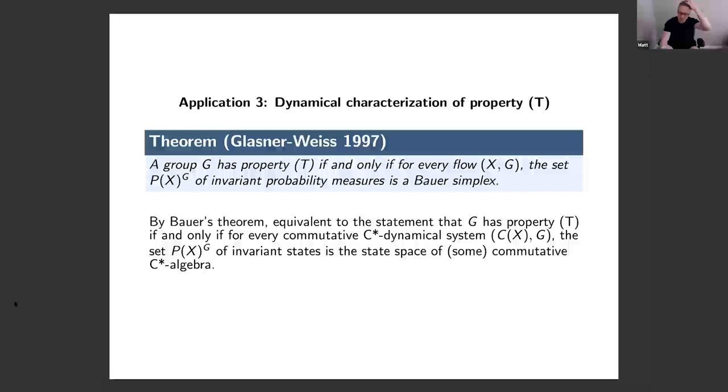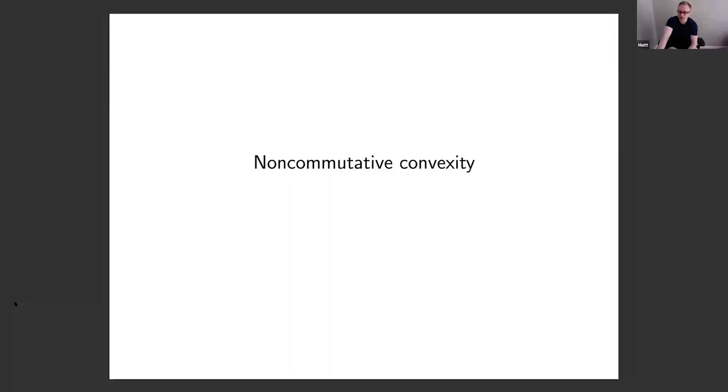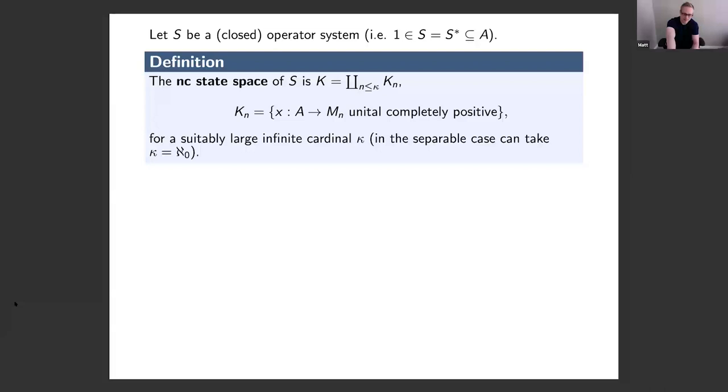And what I want to talk about today is how these three applications that I just mentioned can be generalized to the non-commutative setting, meaning to non-commutative C-star algebras and non-commutative dynamics. And in order to do that, I need to briefly review the theory of non-commutative convexity. So this is an idea that Ken Davidson and I introduced in a paper last year, inspired by many previous results. People had looked at other notions of non-commutative convexity.